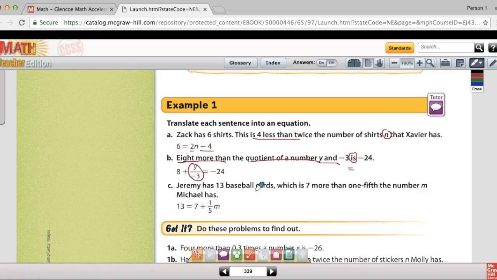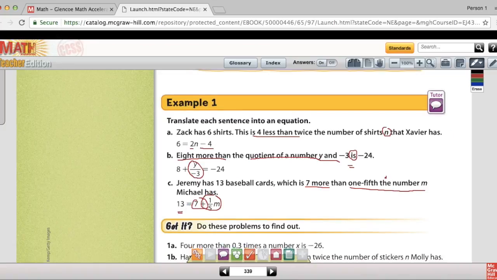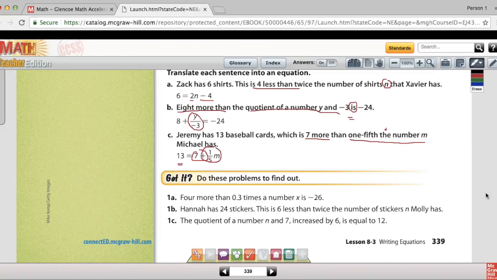Jeremy has 13 baseball cards, 7 more than 1/5 the number m. 1/5 of the number, the word "of", well, there's no "of" here, but 1/5 the number m is going to be multiplication, so that's where the 1/5 m comes from. And then 7 more is 7 plus that amount, and that equals 13. So let's work on that with examples 1a, b, and c.